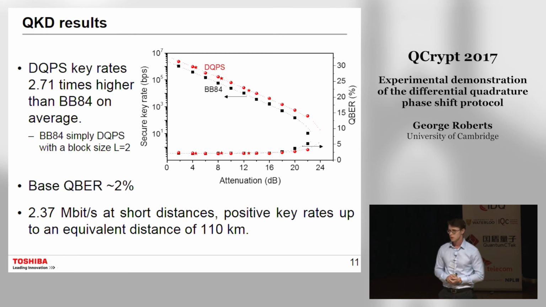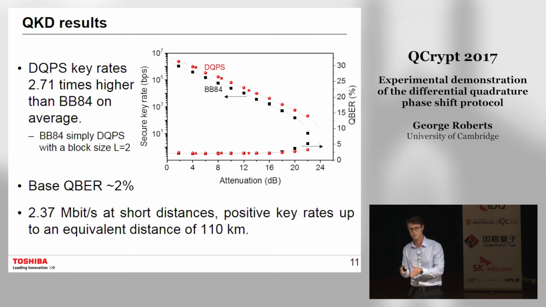So now to talk about the results we get. It's very simple for us to implement the BB84 protocol with this transmitter. Indeed, you can see the DQPS protocol as a generalization of the BB84 protocol. The BB84 protocol is simply the DQPS protocol with a block size of 2. So you simply have the signal and reference pulse.